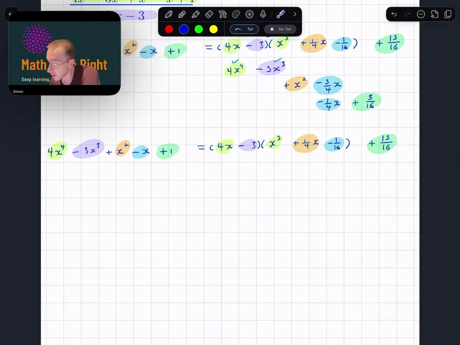So we wind up with 4x^4 minus 3x cubed plus x squared minus x plus 1 is equal to 4x minus 3 times our quotient, which is x cubed plus 1 over 4x minus 1 over 16. And notice we don't have that x squared term because we didn't need to put in an x squared term to match the x cubed, right? We can understand that because we understand our process. And then the remainder is 13 over 16.